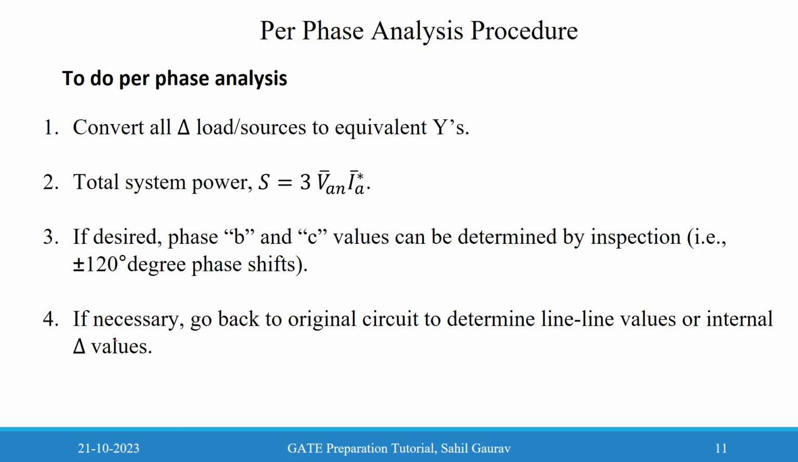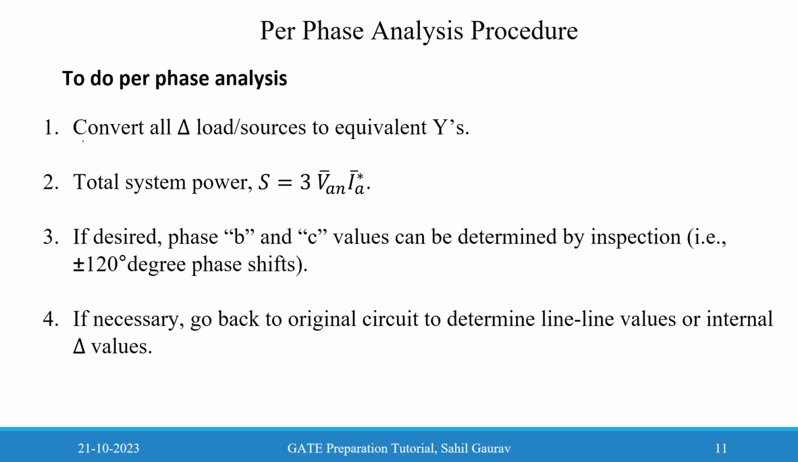The fourth step is that, if necessary, go back to the original circuit to determine line-to-line values or internal delta values. If the question asks about the delta system, then after doing the per phase analysis you need to go back to the original system, and you can get the values. So the first point is very, very important.